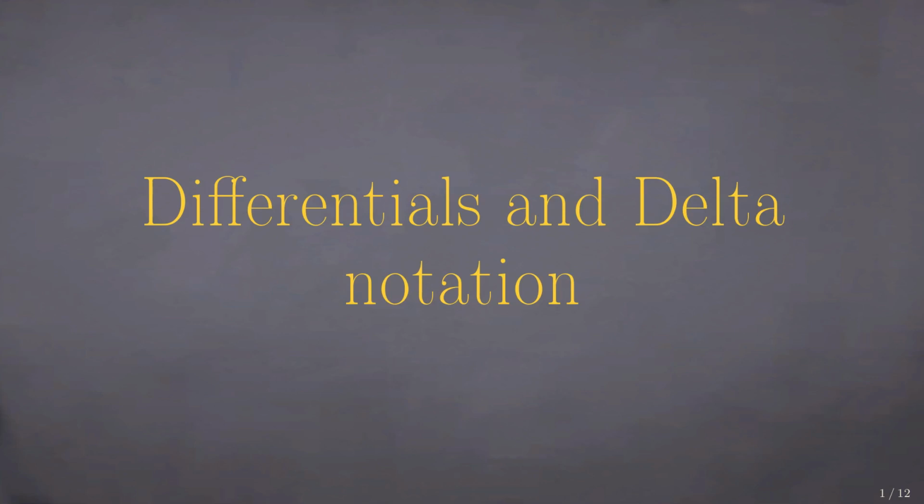In this video, we're going to talk about differentials and delta notations. Let's get started with the delta notation for the function y equal f(x). Recall that the difference quotient of the function f is the quotient of the difference, f(x plus h) minus f(x), over h. Remember that h is also the difference x plus h minus x.